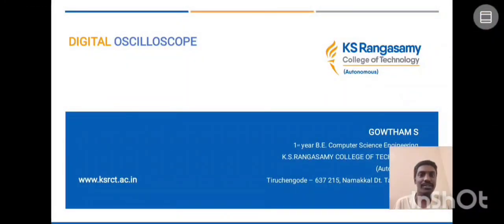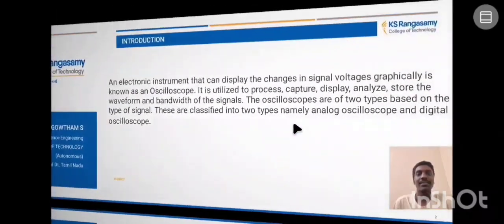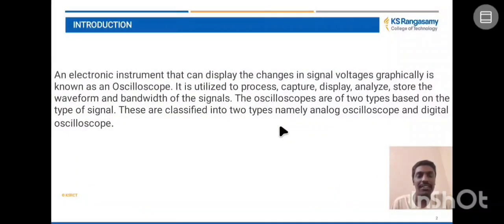Today we are going to discuss a topic about digital oscilloscope. So let us see first what an oscilloscope is. An oscilloscope is an electronic instrument which displays the changes in the voltages graphically. So it is known as an oscilloscope. It is utilized to process, capture, display, analyze and store the waveform and bandwidth of the signals.